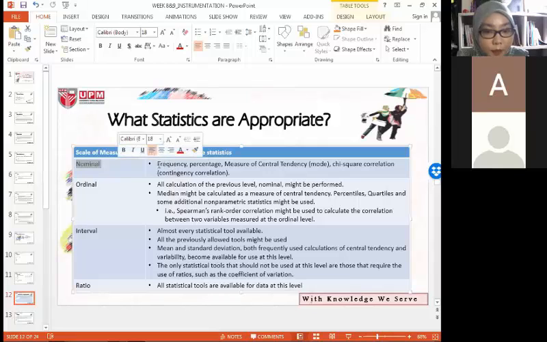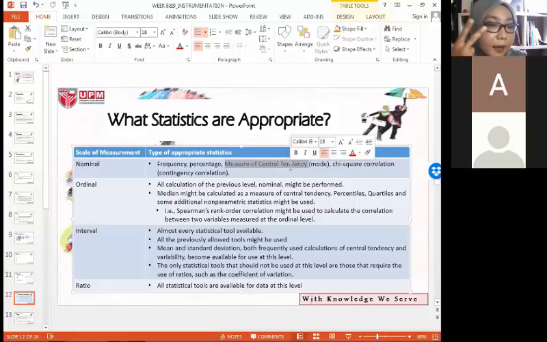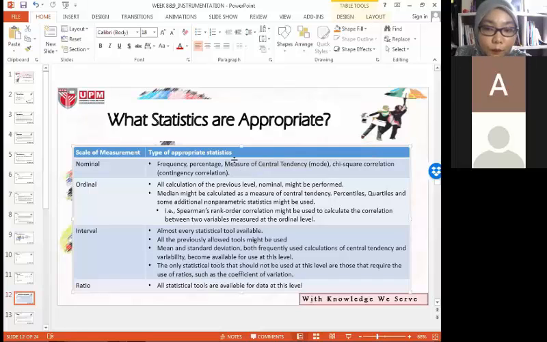So meaning that in this section for the gender variable, you can get the frequency, you can get the percentage, measure of central tendency. A measure of central tendency ni, it reflects the mean, mode and median. But in this case, for nominal, the applicable only mode. Guys, just to let you know, measure of central tendency reflects three analysis, which is mean, mode and median. But for nominal, only mode applicable. Only for the MCT category, only mode sahaja yang applicable.